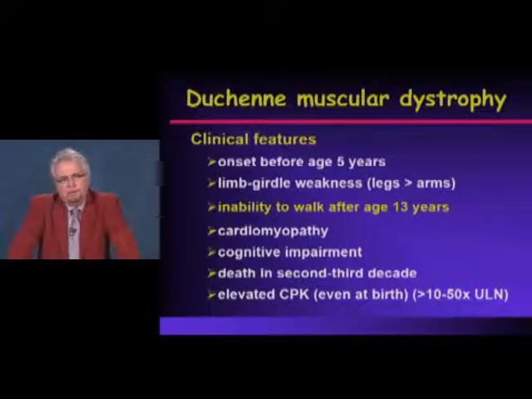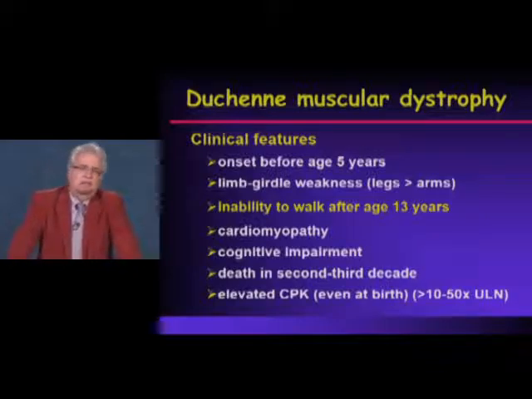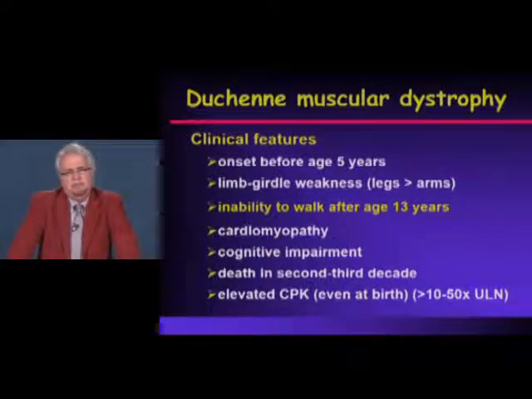And I will start with Duchenne muscular dystrophy. This is one of the most common forms of muscular dystrophy, with an incidence of about 1 in 5,000 live births. With onset before the age of 5 years, these patients have proximal weakness that follows a limb-girdle pattern, legs more than arms. They're unable to walk after the age of 13 years. They may develop cardiomyopathy, some degree of cognitive impairment, and most of them die in the second or third decade.